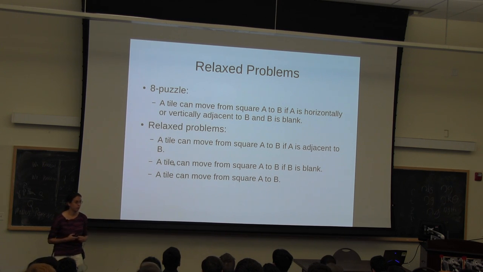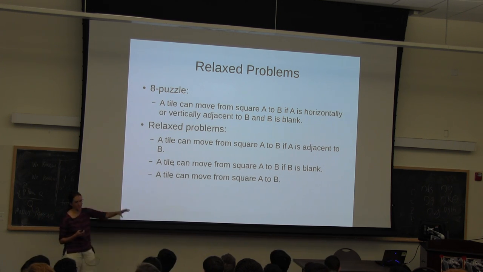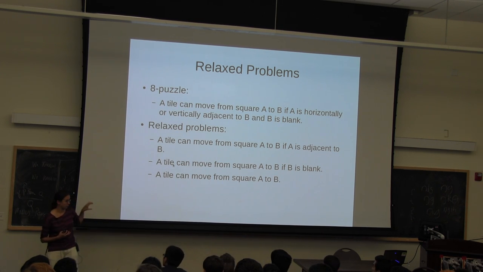A tile can move from square A to square B. Then it's even easier because you remove the constraint that you move a tile from one point to the other. I can just take a tile and put it on its goal. Just move it to where it needs to go. So just walk through every single tile, put it where it needs to go, and I'm done.